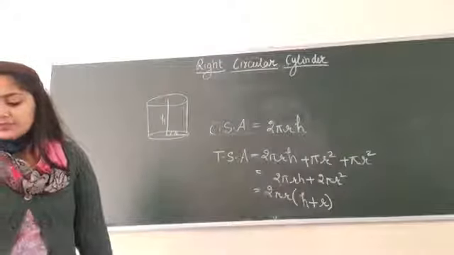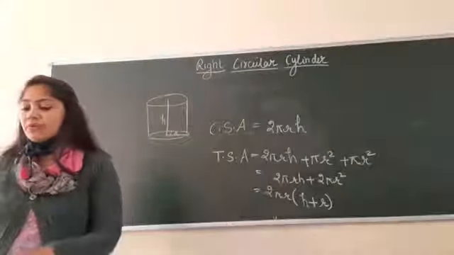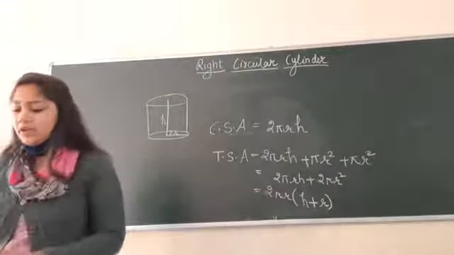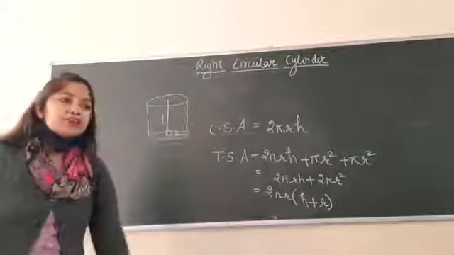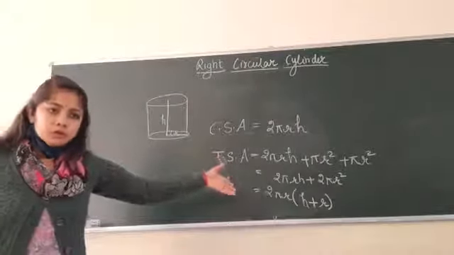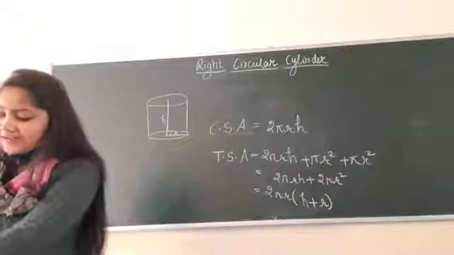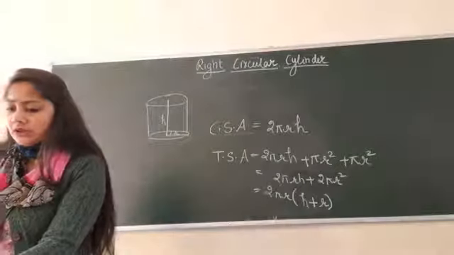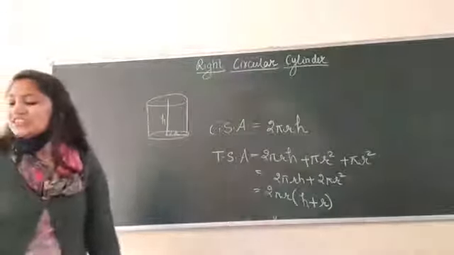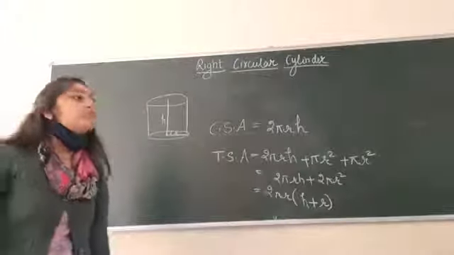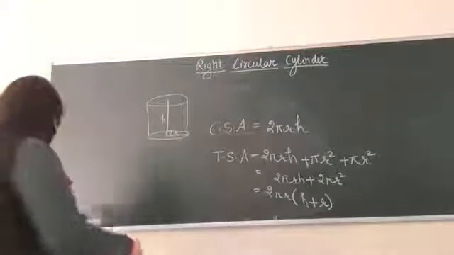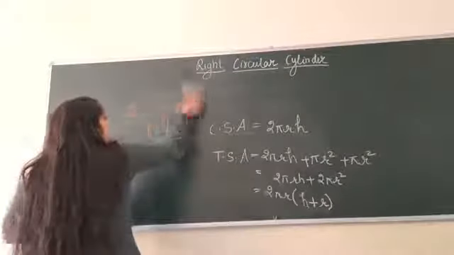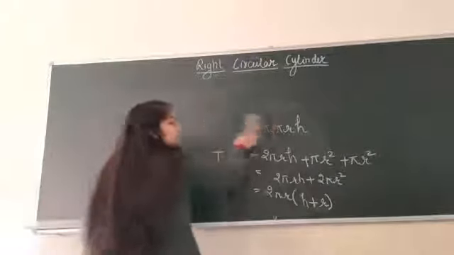Is it clear? Yes, ma'am. Okay. Any doubt up to here? No, ma'am. Okay. So that's all for this right circular cylinder. No doubt there is one more formula for the volume, but I don't think that's here in your books. Volume we will study in the next exercise 19.3. That time I'll explain you the volume also. Okay? So these 2 formulas are clear to you now, and now we'll start with the exercise.